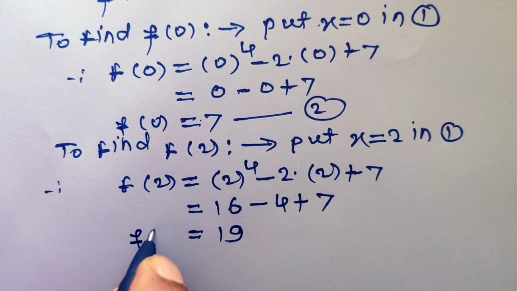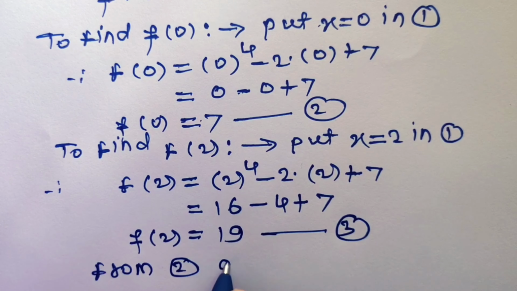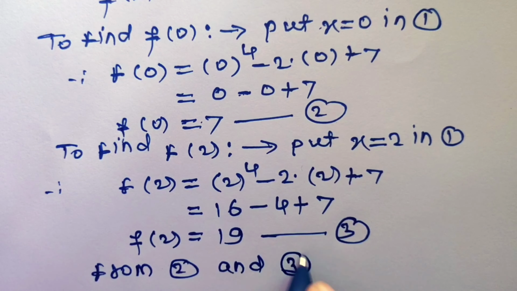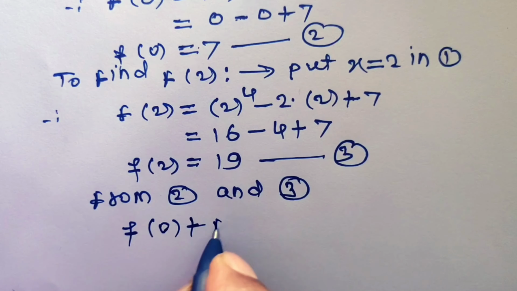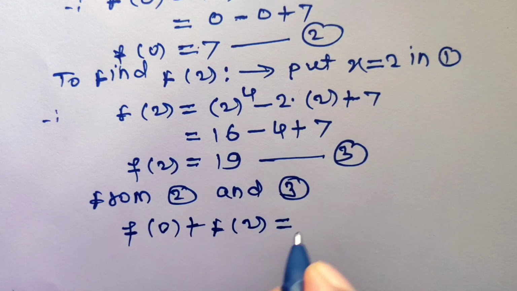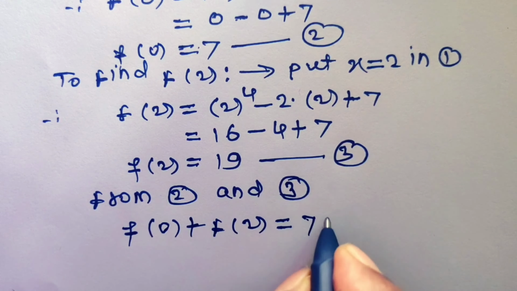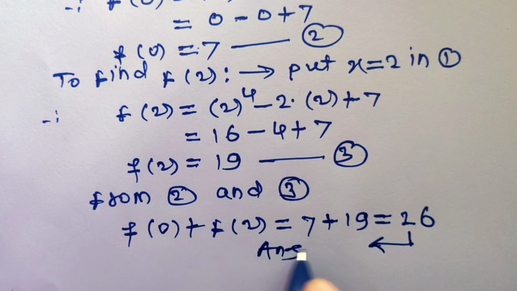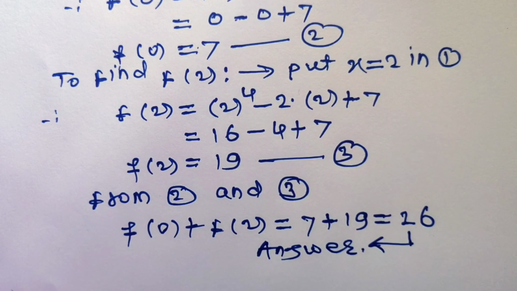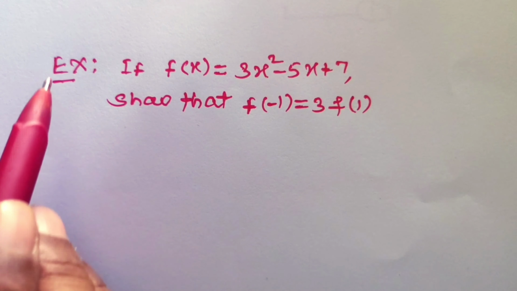Now from equation number 2 and equation number 3, we have obtained the values of f of 0 and f of 2, and we have to find f of 0 plus f of 2. Hence, taking addition of equation 2 and equation 3, we have obtained f of 0 plus f of 2 is equal to 7 plus 19, which is equal to 26, and this is nothing but the answer of the given sum. Let us solve the same type of next sum.